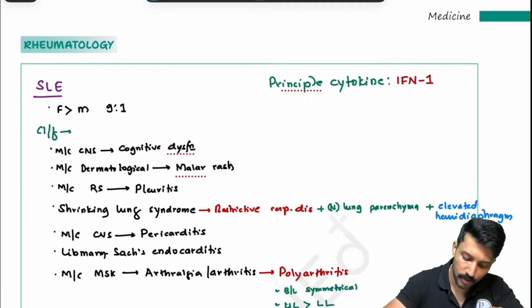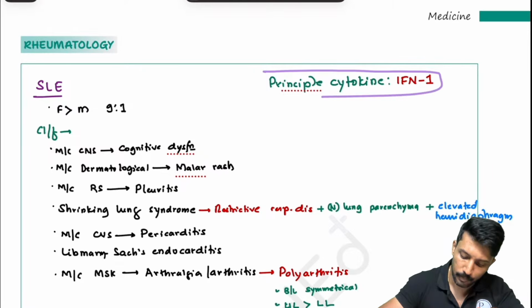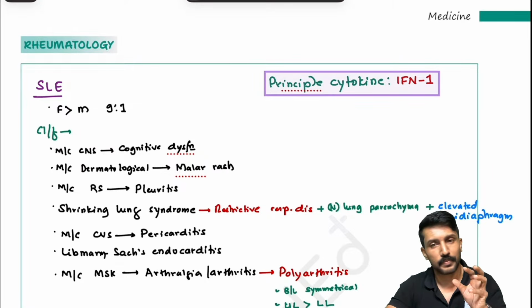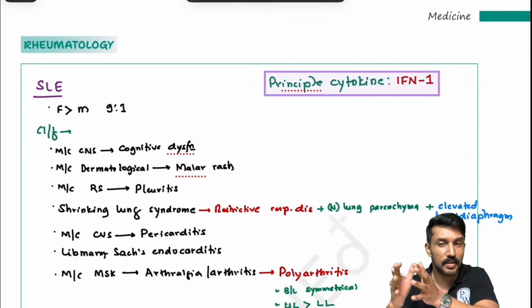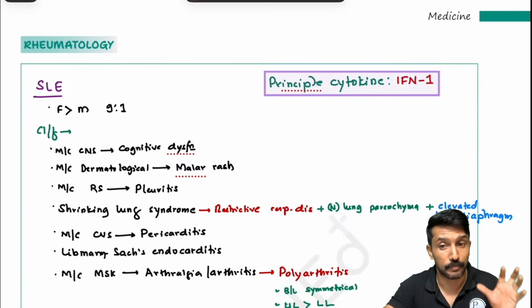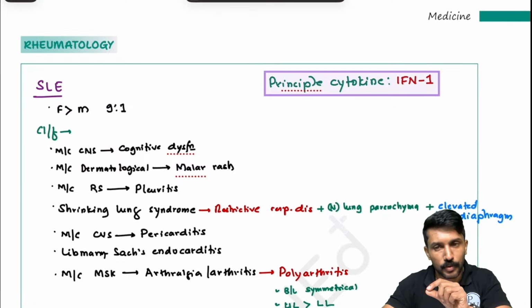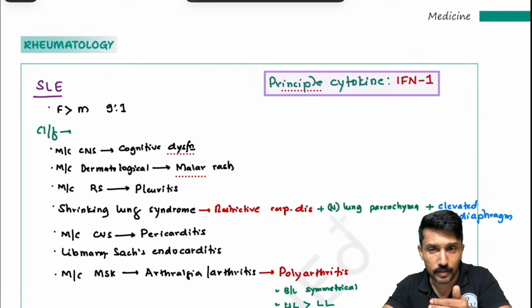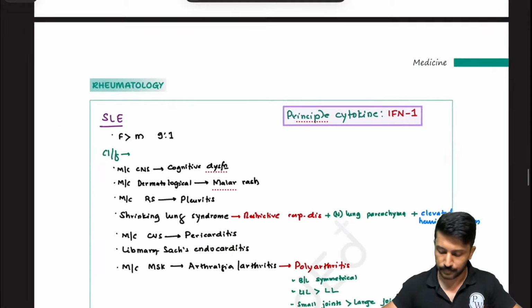In case of scleroderma, it is transforming growth factor beta. So scleroderma patients, we don't have good treatment because we don't have effective TGF beta blockers as of now. But in case of rheumatoid arthritis, we have TNF alpha blockers, right? Can I block interferon 1? Yes, there are new drugs available.